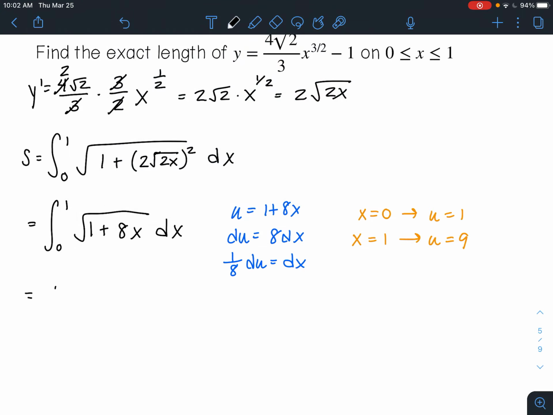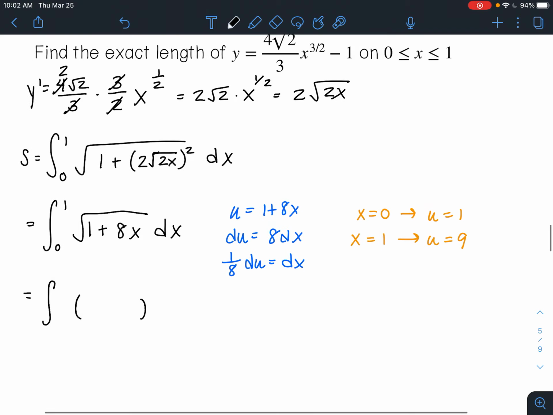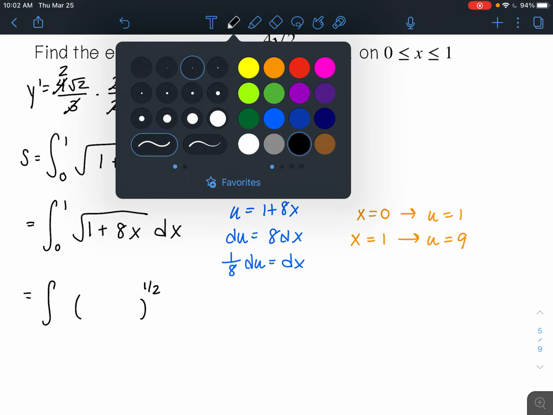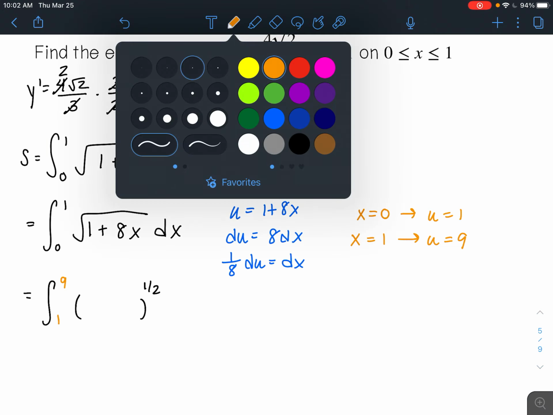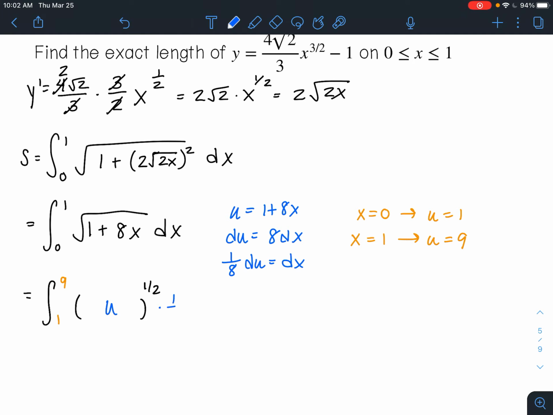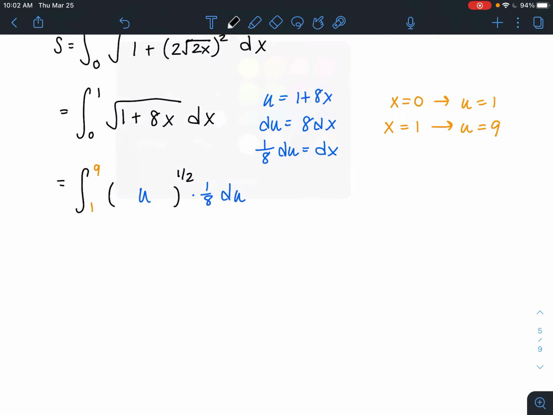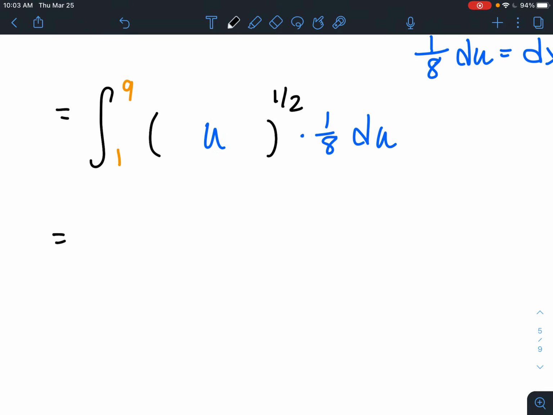Okay, so if we go ahead and substitute in here, my limits are now going to be 1 to 9. And I'm going to have the square root of u times 1/8 du. Okay, so that's going to be 1/8. If I do my power rule of integration, I would add 1 to that power. So that would be u to the 3 halves divided by the new power, so reciprocal of that. And then we're evaluating from 1 to 9.